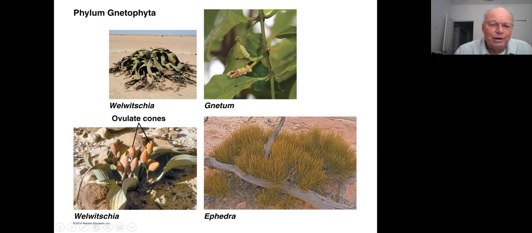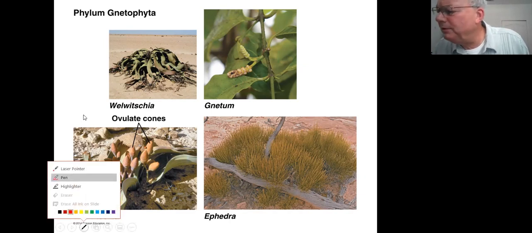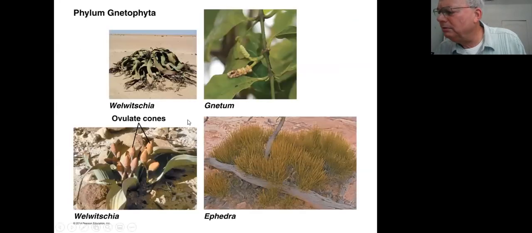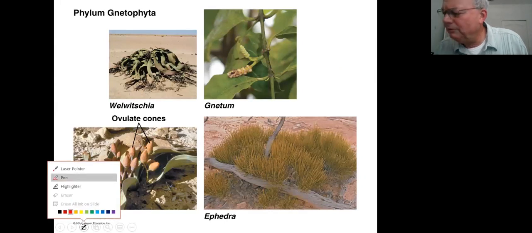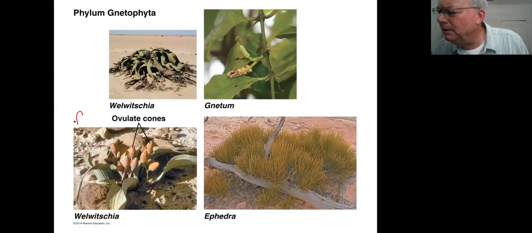Here are the ovulate cones. These are the female cones. So let me make a notation here so that you're aware of this. Ovulate is the name that's given to the female cones. Staminate is the name given to the male cone.